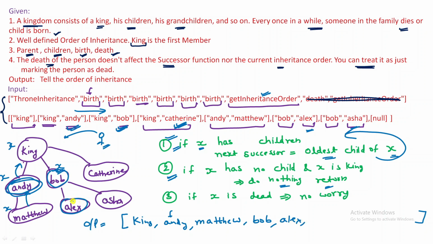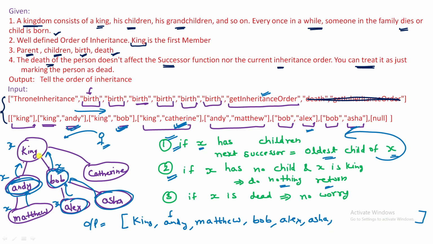Now X is this, and he has no child, so do nothing, return. Then Bob again is the current king. Who will be the next king? Bob has children, and out of the leftover children only Asha is present, so this is the king. Now Asha has no children, so do nothing, backtrack. Now Bob, out of all the children, has no other children left, so again we go back.